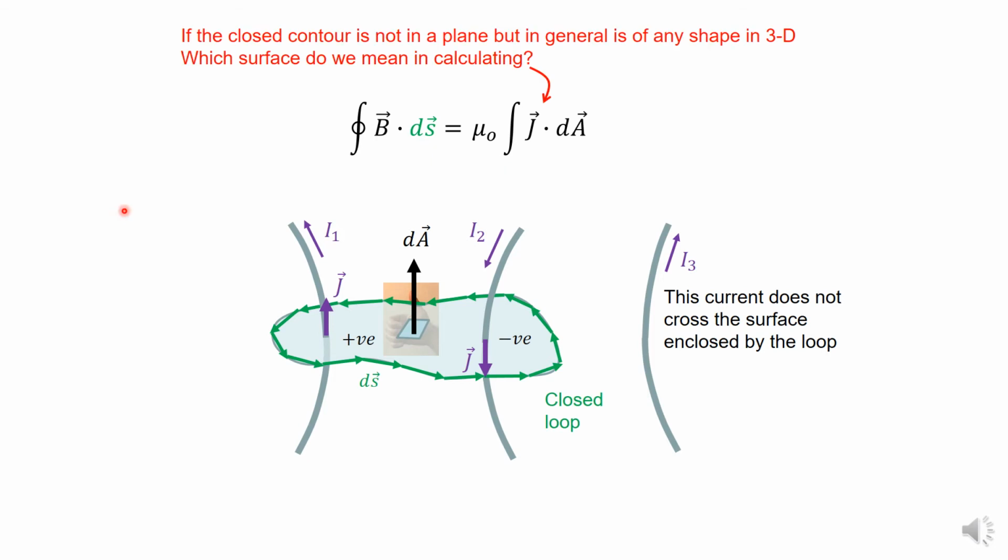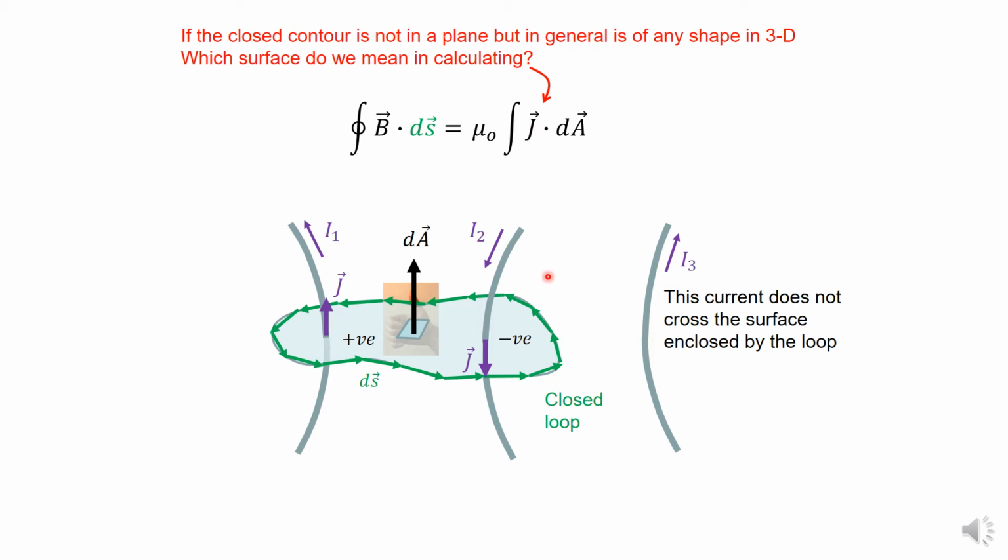Comes the issue. If this closed contour is not in a plane, but it's in general in any shape in 3 dimensions. For instance, you get an elastic band in a closed loop and reshape it in any direction you want, any shape, so it's not in one plane. Then the question becomes, which surface do we mean when we want to calculate this integral? To calculate this integral, you need to choose a surface. So which surface should we take?